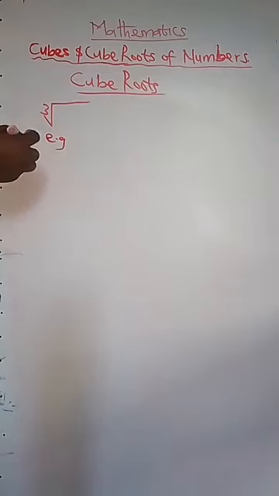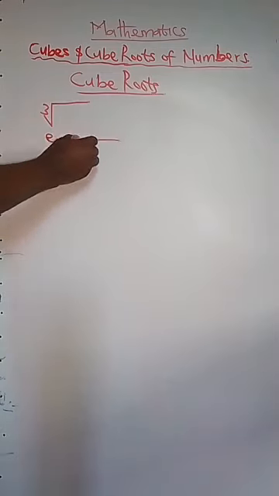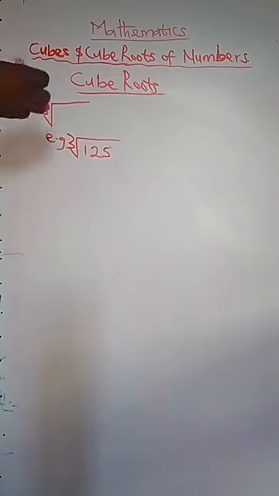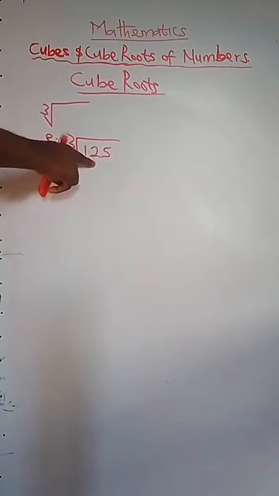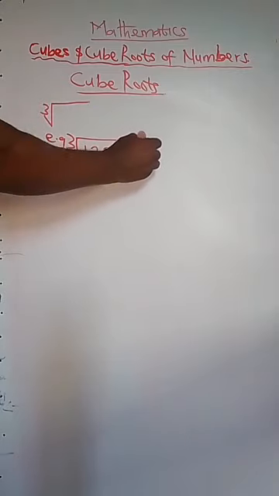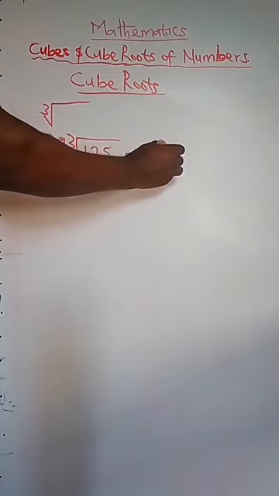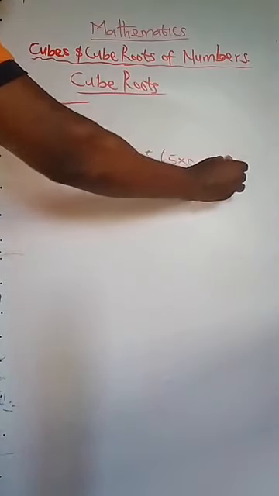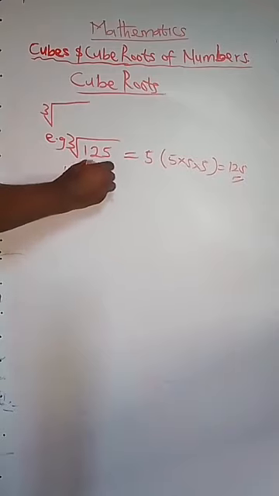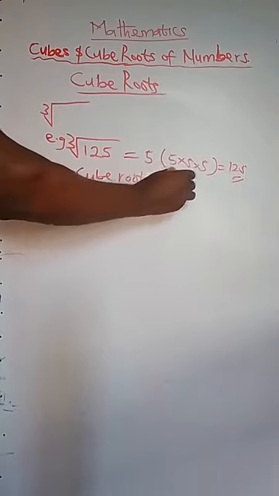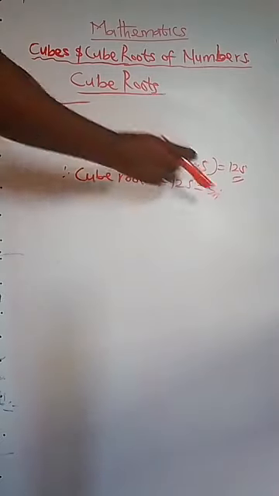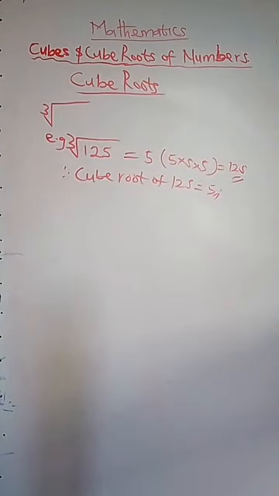E.g., let's say I want to find cube root of 125. Right? Cube root of 125. What I'm trying to find is a number that when I multiply it 3 times, is going to give me 125. And that is what? That is 5. So if I multiply 5 by itself 3 times, it's going to give me 125. So therefore, cube root of 125 is 5. Because 5 is the number that I will multiply 3 times that will give me 125.